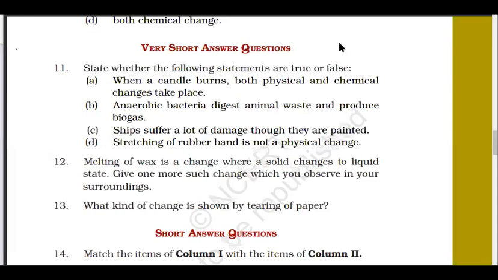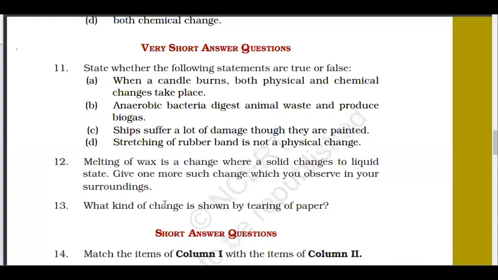Now question 12, right? I was just talking about 12. 12 is very easy. Yes, melting of ice, melting of butter, very good. Devika, melting of ice cream, okay? Right?